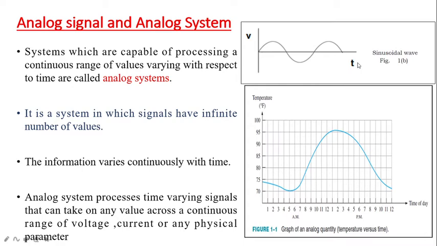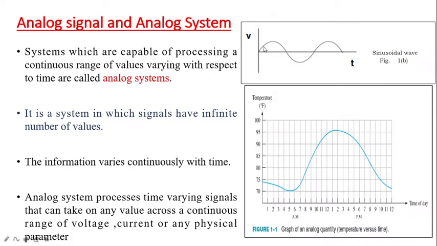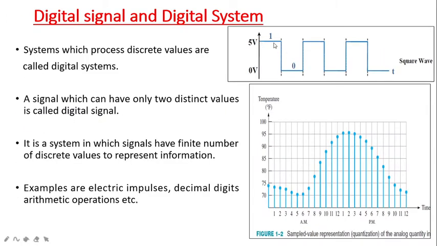So this analog system uses and processes the time varying signals. Now we shall see in detail the digital signal and digital system. Right. So digital systems are those which process discrete values. So we know that it is not continuous. The basic difference is that the analog system is continuous, whereas in a digital system it is discrete. I mean it is distinct.